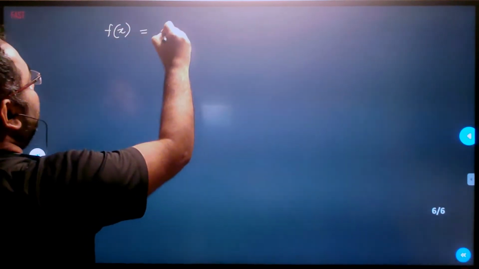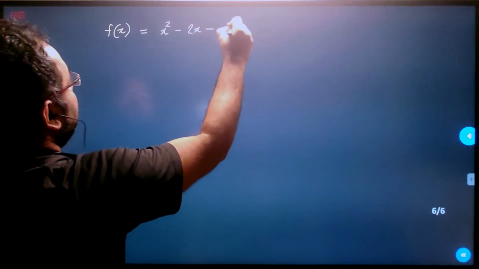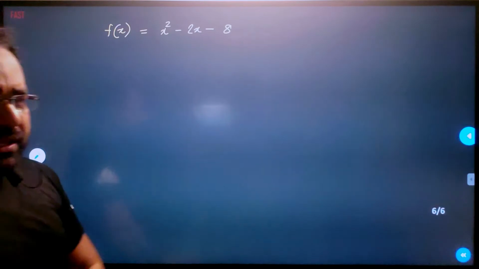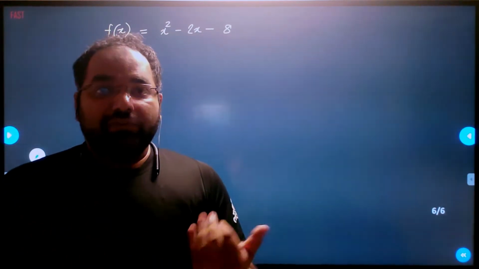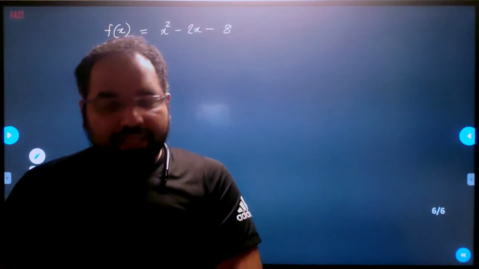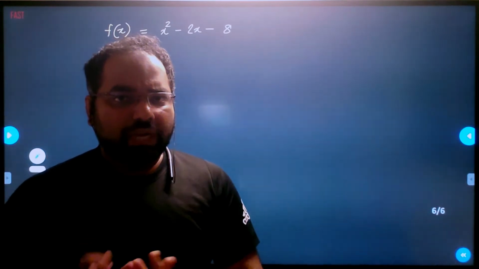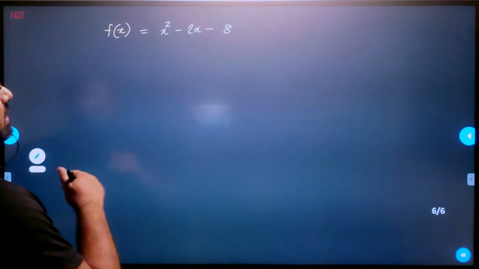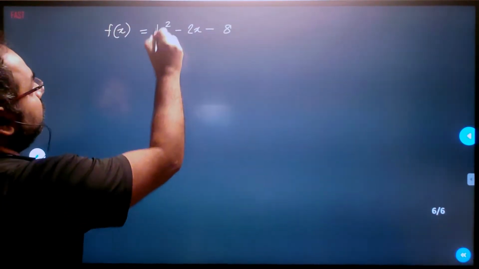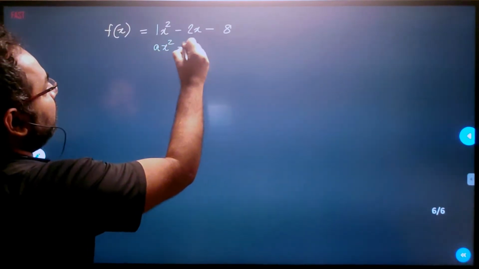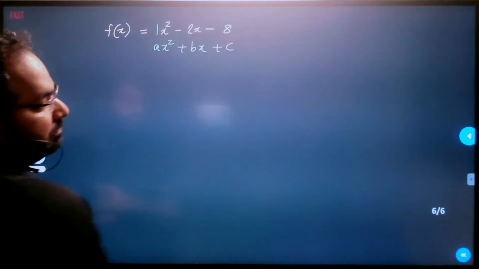I'll just put it up for you. f of x is equal to x square minus 2x minus 8. Okay, let's go a little slow on this. If you've forgotten, just go back to the 3 steps I gave you on the previous page so that you can understand it better. The first thing is, I told you, you need to write it in the form of ax square plus bx plus c.